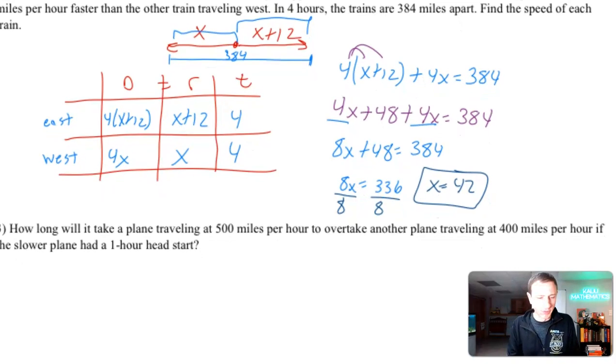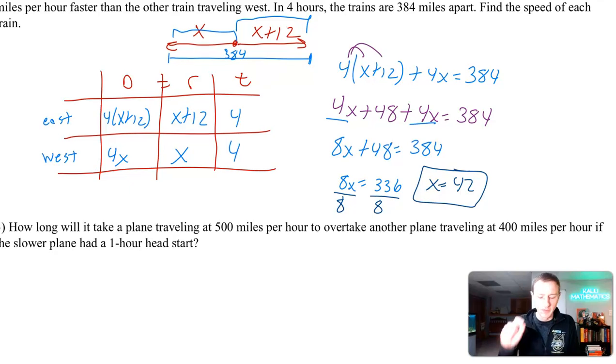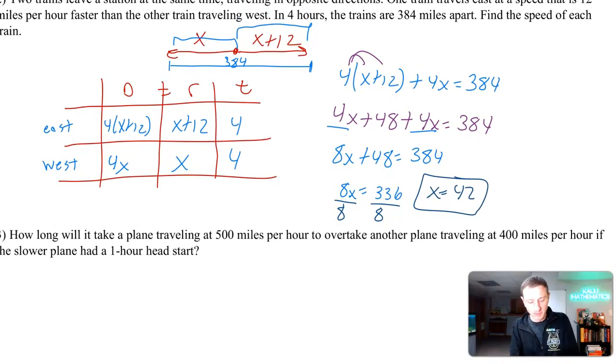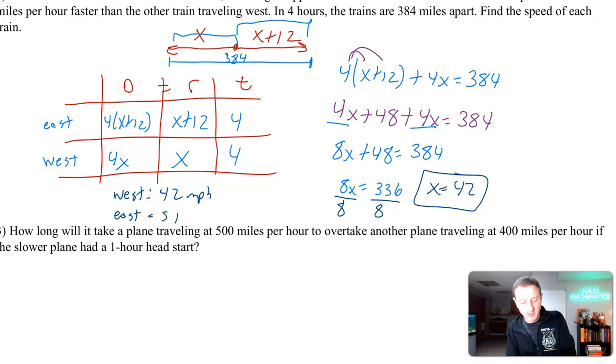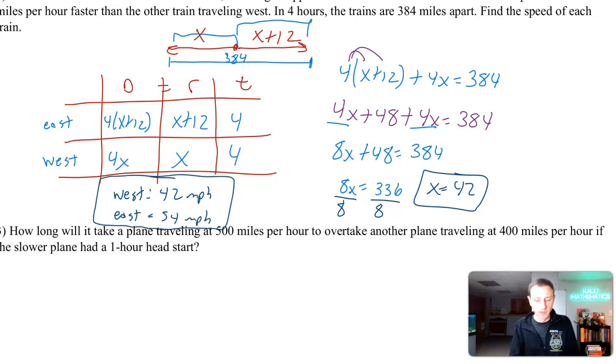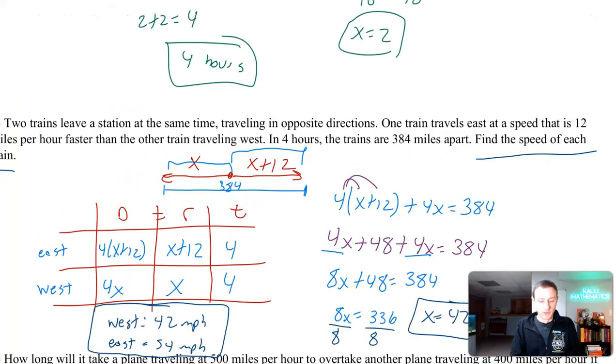It's really, really important in these problems that you don't just circle your answer and move on. Make sure you understand what your answer is. Is this the actual answer that they're looking for? It says find the speed of each train. x is 42. What is the 42 saying? That means the westbound train went at 42 miles per hour, but the eastbound train was going 12 miles an hour faster than that. So that's going to be 54 miles per hour. So we have to identify both parts of the answer there, because it says find the speed of each train. So those are the first two problems.